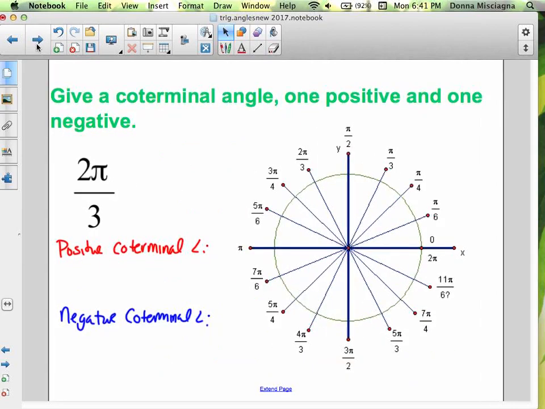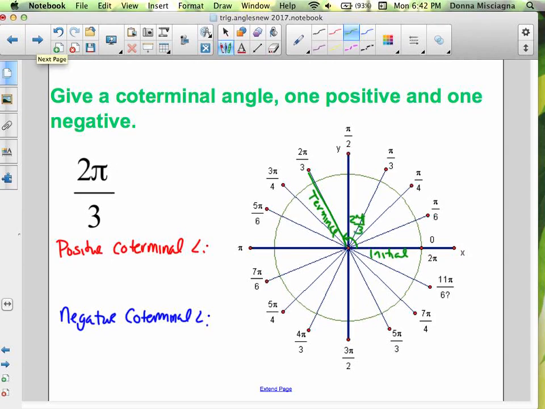Let's do 2 more. 2 pi thirds, right? So 2 pi thirds is pretty easy. We see it right there. Right there's 2 pi thirds. We didn't have to figure anything out. So I gave you the hard one. Gave us a hard one for us to start with. So this is the initial side, of course. This is the terminal side, and this is 2 pi thirds.